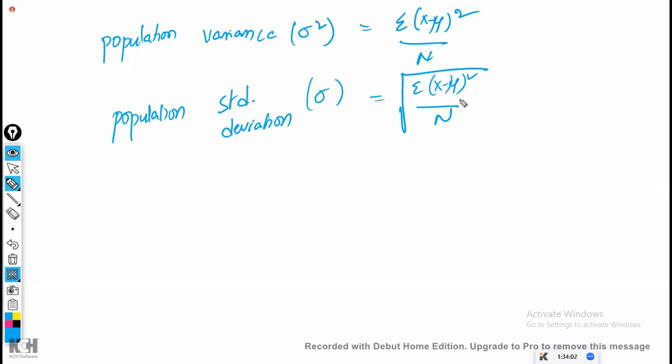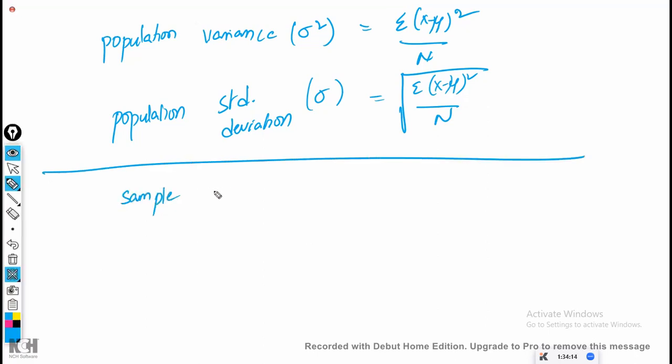Everything we have seen step by step, and why we have to take only the square instead of considering the absolute. Why we have considered the square, I have also told you, right? Now, similarly, we have sample variance. The sample variance is given by S square, which is equal to sigma of x minus x bar, where sample mean is x bar, whole square divided by sample data small n minus 1. You have to take minus 1.